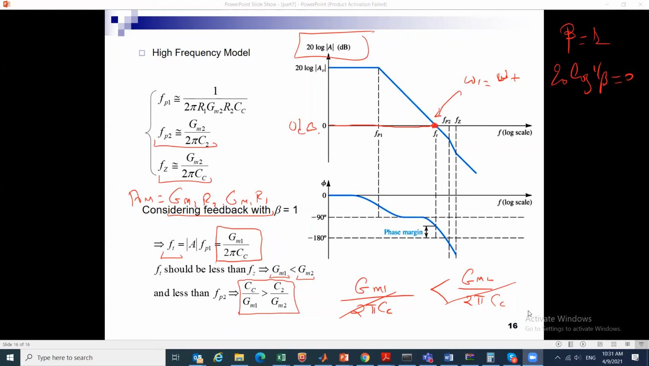The big picture clear, the beta equal 1 feedback clear? Okay. Yes, clear. Okay, thank you.